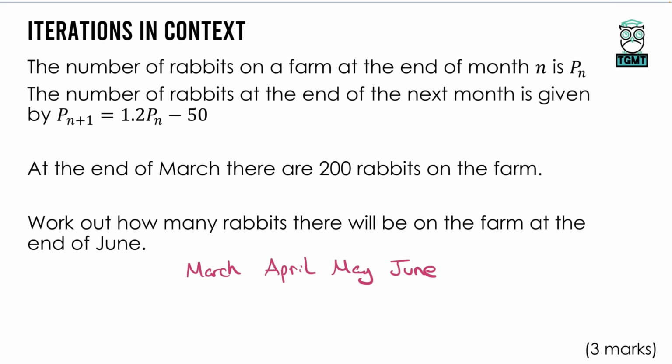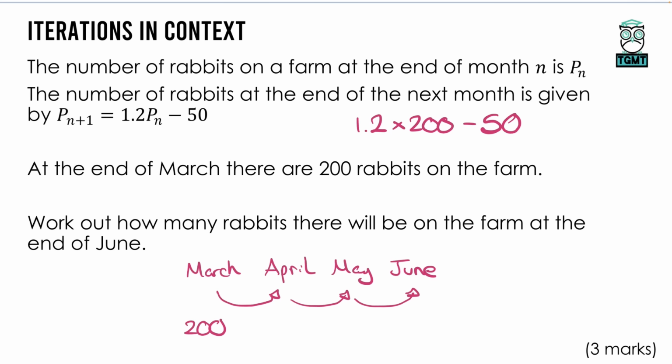So each iteration that we do, the first one, we'll find out how many are at the end of April, then we'll find out how many at the end of May, and then we'll find out how many at the end of June. And we just need to write them all down carefully, and we start with 200. So to get April, we're just going to type into our calculator, and I'll write down the first one here, 1.2 multiplied by 200, as it's 1.2 lots of p with the little n there, and then subtract 50. And we can type that all in one go on the calculator. So 1.2 times 200, and then subtract 50. And that gives us 190.